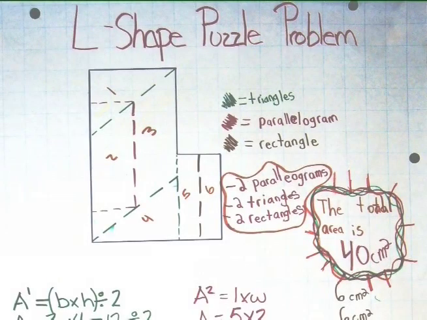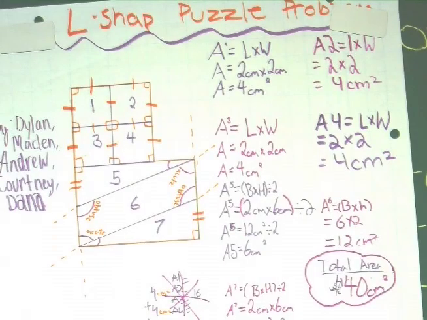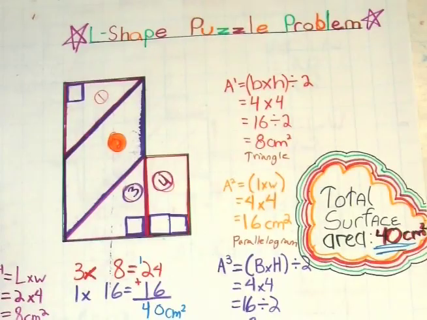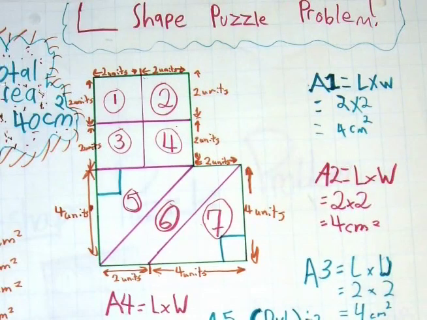We know the formula is base times height. So the base was 4 units times the height, which was 4 units also. So that would be 16 units square. And then since there's only one parallelogram, we don't have to multiply it by 2.